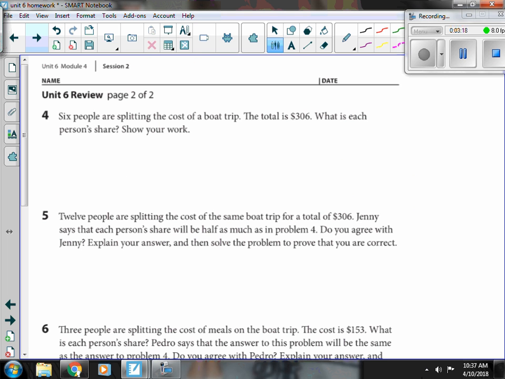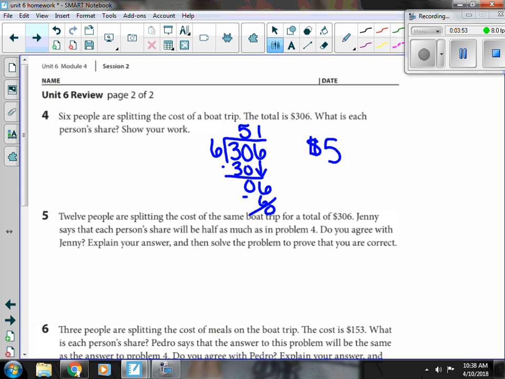On the back, 6 people are splitting the cost of a boat trip. The total is $306. What is each person's share? Well, we did this division problem on the front side, but let's go over it again. 6 can't go into 3. 6 goes into 30 5 times. 5 times 6 is 30. I subtract, I get 0, and I bring down my 6. 6 goes into 6 one time. I get 0. So since I'm talking about money, each person owes $51.